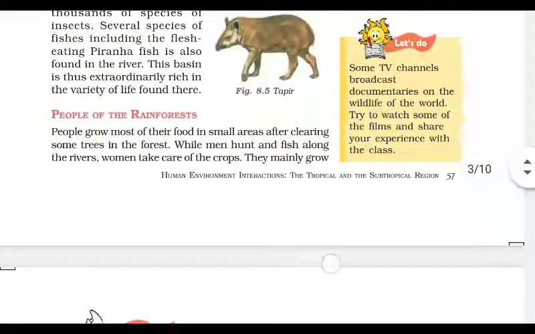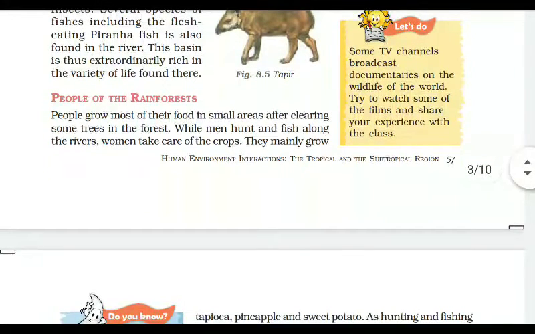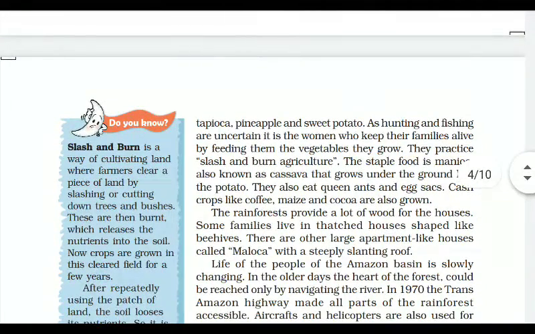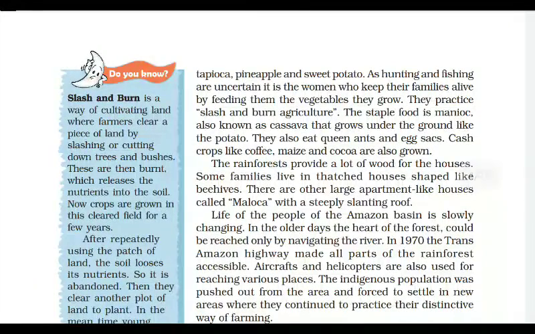Now, the people of this rainforest grow most of their food in small areas after clearing some trees in the forest. That is called shifting cultivation, isn't it? While men hunt and fish along the river, women take care of crops, and they mainly grow tapioca, pineapple, and sweet potatoes. As hunting and fishing are uncertain, sometimes they get something, sometimes they don't. So that's the reason it is the women who keep their families alive by feeding them the vegetables they grow. This is the practice of slash and burn agriculture.